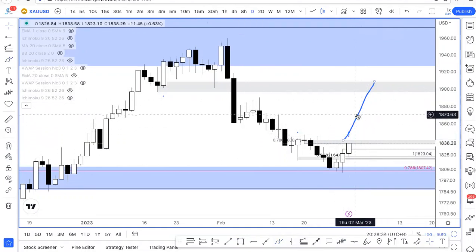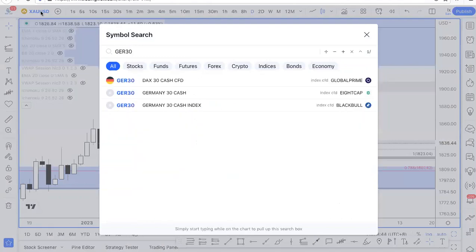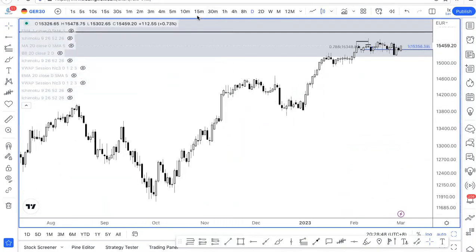Okay, I have another question. Germany 30 and pound dollar. Let's take a look at that. Let's take a look at DAX and then pound dollar. Okay, let's see where we are.